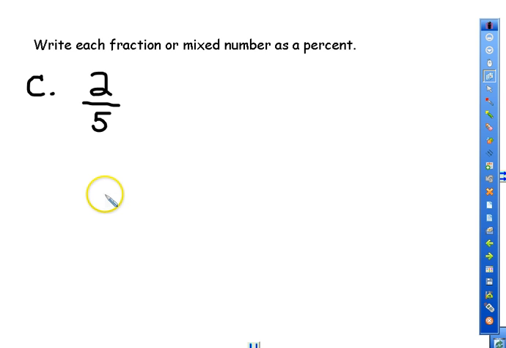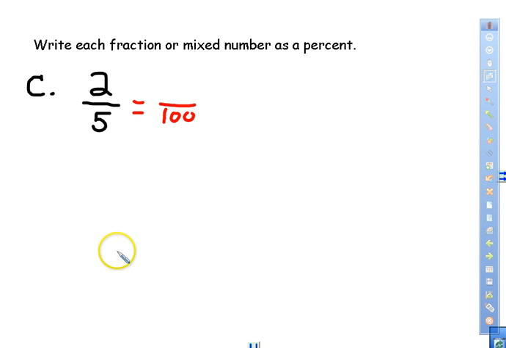Now it says write each fraction or mixed number as a percent. So now we're going to go the other direction. So what we have to realize is that we're going to make this equal to a number over 100. We have to make it over 100. If we make it over 100, then we're going to very easily be able to determine the percent because the numerator will be the percent.